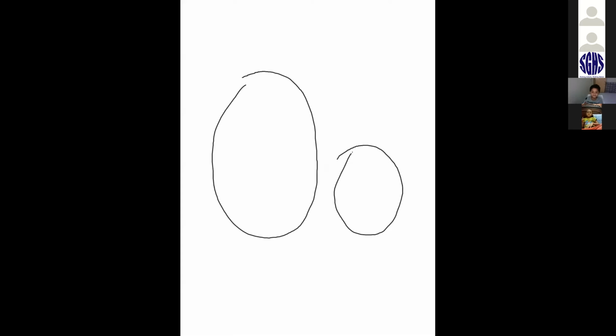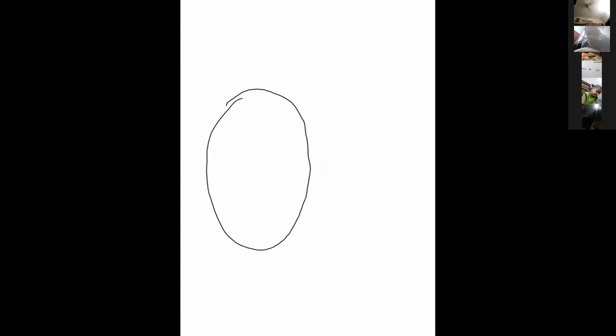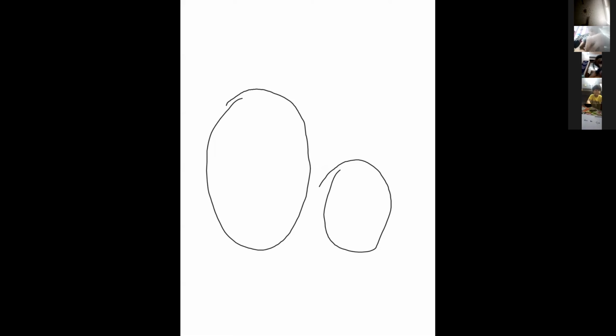O is round and round. Make O. It's too easy. Mustafa, write O. Urwa, write O, beta. O. With O the sound is O. After O, write its sound O. O, O, O, O.